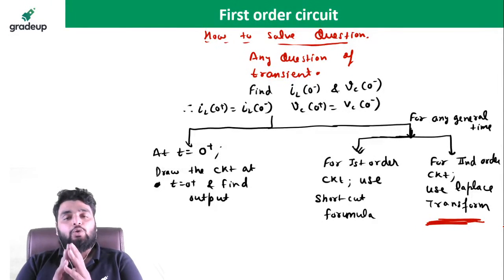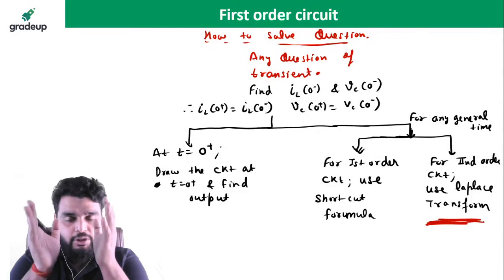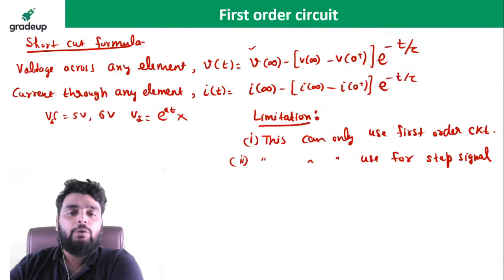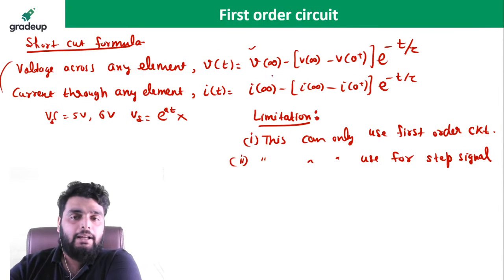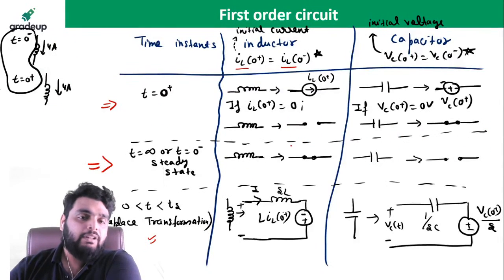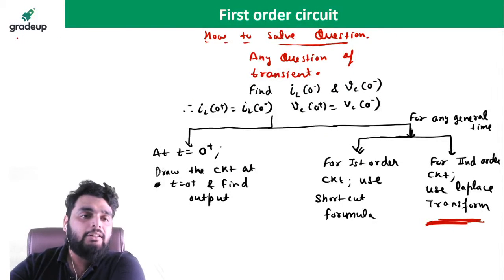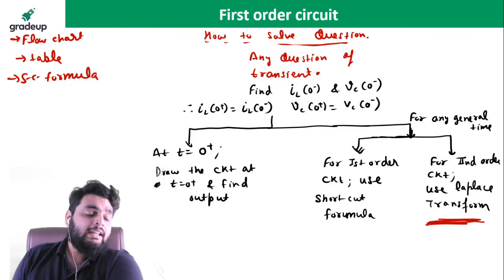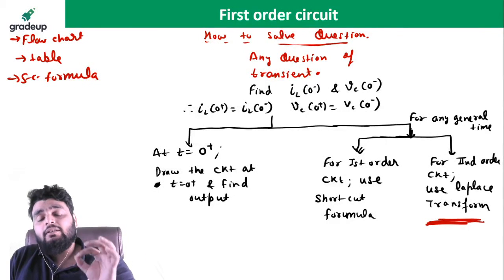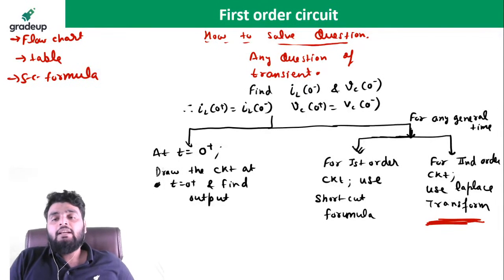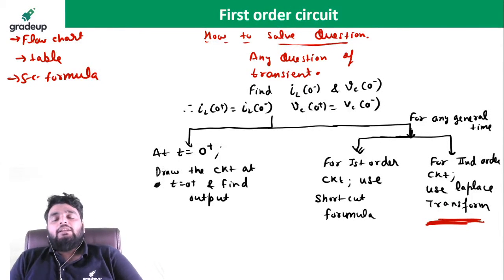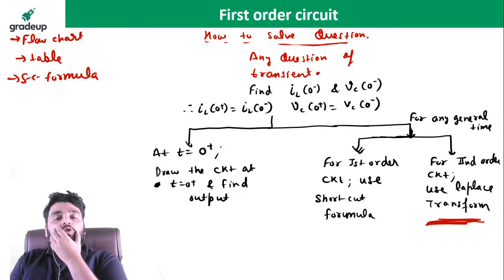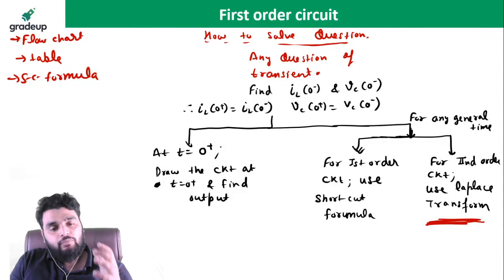Okay, so what you need to remember? You need to remember the flow chart, which means how to solve the question. Then you need to remember this shortcut formula, and finally you need to remember this table. These three things you need to remember: a flow chart, a table, and shortcut formula. If you remember these three things, then 95% of your questions will be solved for the transient chapter. Okay, because 5% questions are different, that require different strategy, but 95% questions will be solved if you remember these three concepts. Got my point?